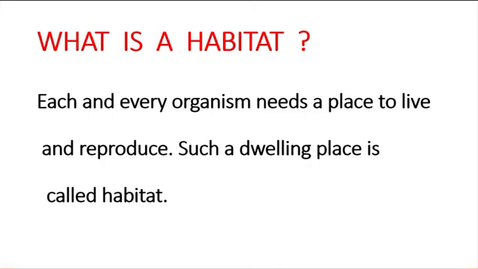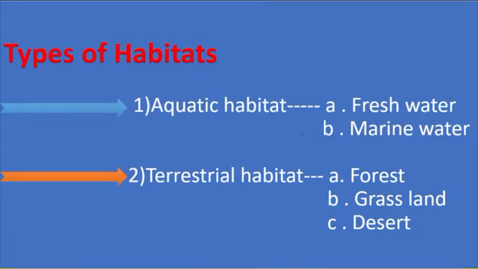What is a habitat? Each and every organism needs a place to live and reproduce. Such a dwelling place is called habitat. Types of habitat. Let us study the two major types of habitat: aquatic and terrestrial habitat. Aquatic habitat includes areas that are permanently covered by water and surrounding areas that are occasionally covered by water. There are two types of habitat, namely freshwater habitat and marine water habitat.